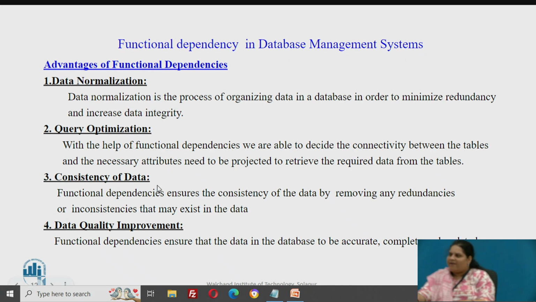Next is the advantages of functional dependency. Basically we use this functional dependency for data normalization. It is a process of organizing data in a database in order to minimize the redundancy and increase data integrity. Also it is used in query optimization, so we are able to decide the connectivity between tables. Also the consistency of data, that is by removing the redundancy we can have this. Also the data quality improvement is there.